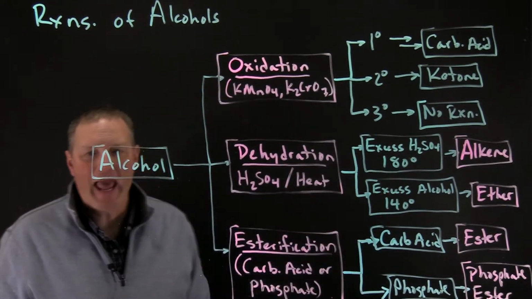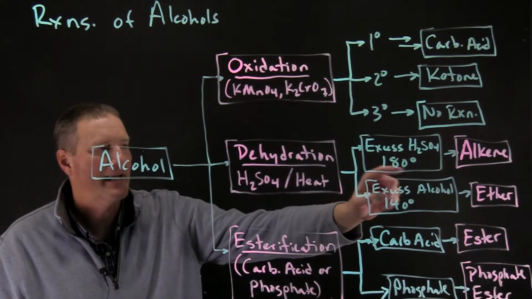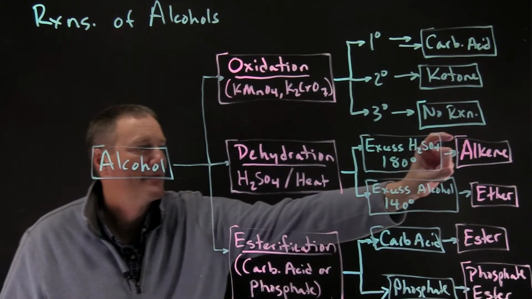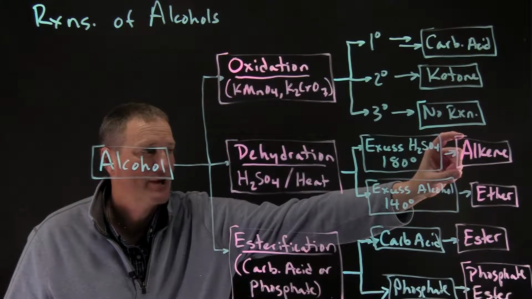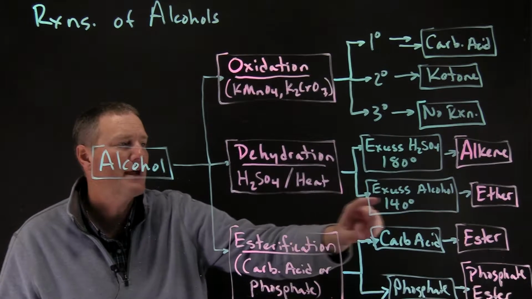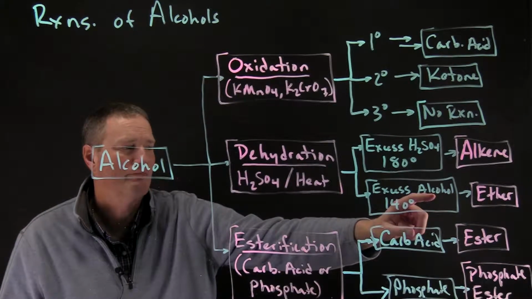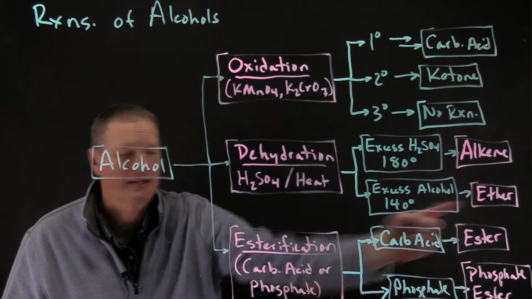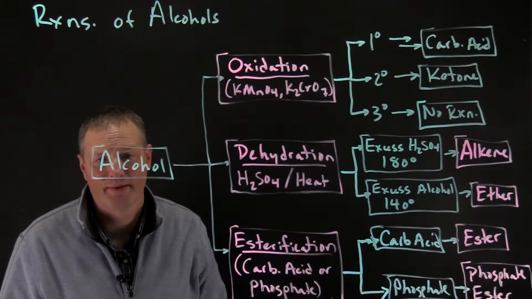Now, if I use an excess of sulfuric acid and a higher amount of heat, 180 degrees, this is going to eliminate water or do a dehydration reaction to give an alkene. Conversely, if I use excess alcohol and a little bit lower heat, 140 degrees, this is going to give us a compound that's called an ether.